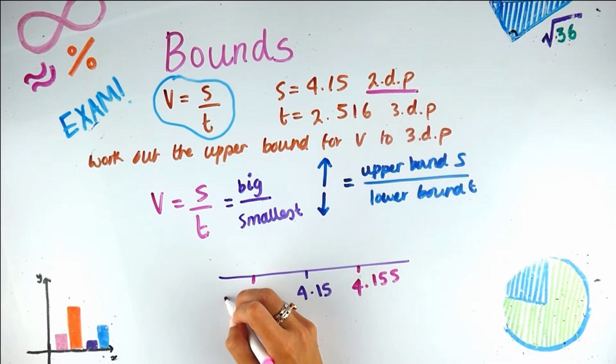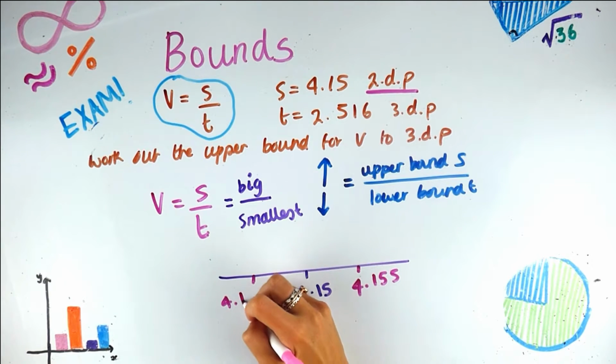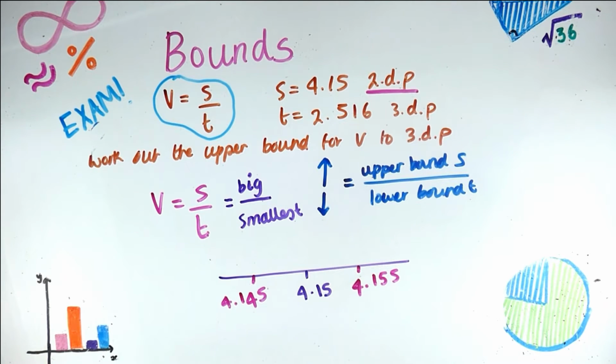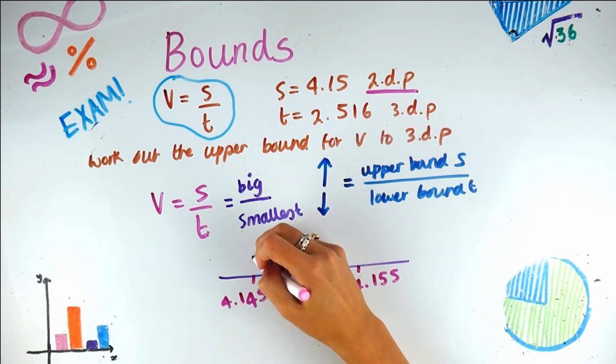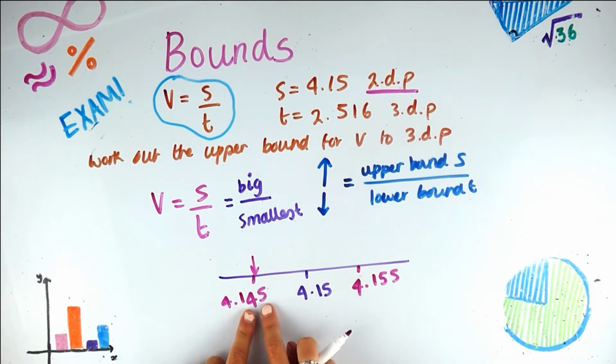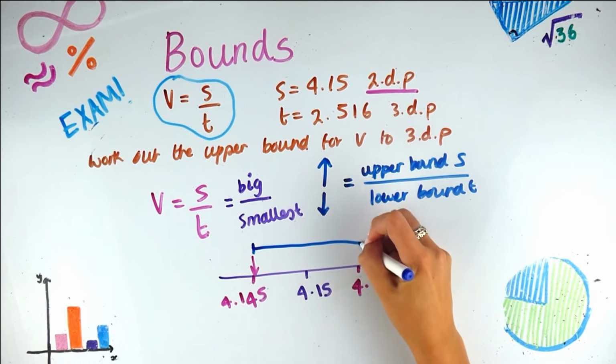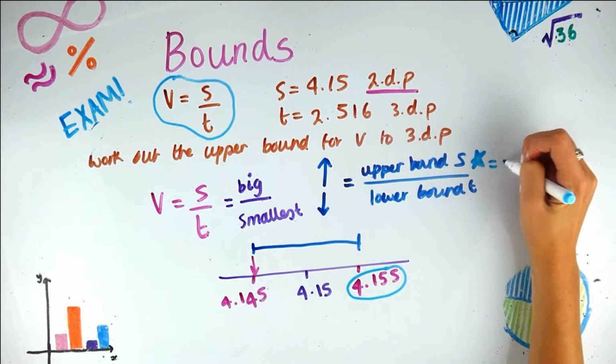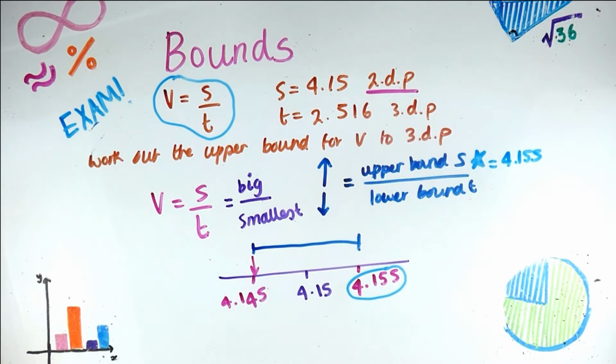And then this one is going to be 4.145. So here you have 4.145 and 4.155, but don't think of it like that. If I land here to 2 decimal places, I know that because there's a 5 in there, that's going to round this 4 up to 5, and then here it would round down. So our interval is this. We're not really looking for the interval, we're only interested in the upper bound for S, and this is our upper one. So we know that that is 4.155.